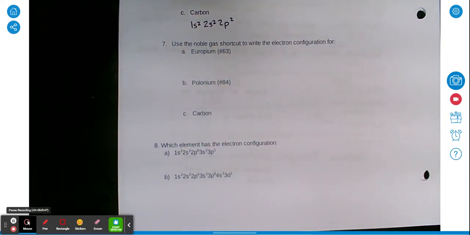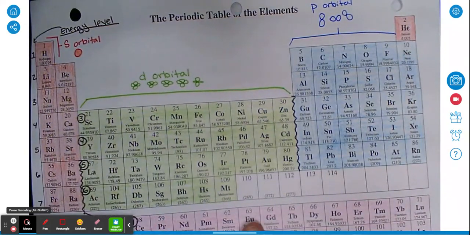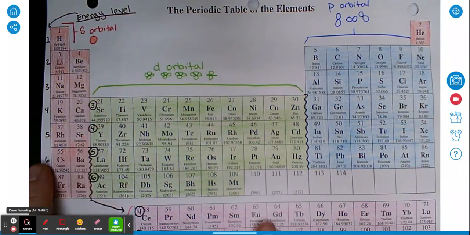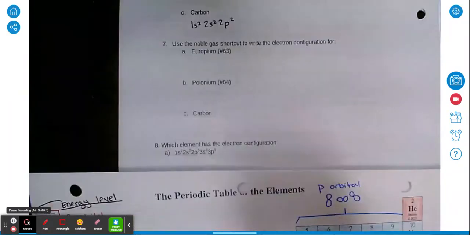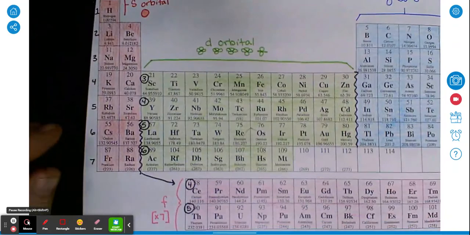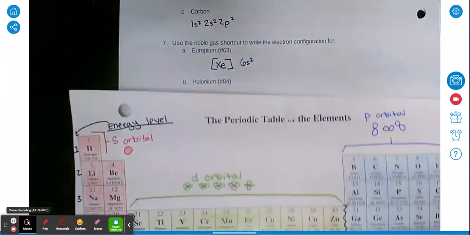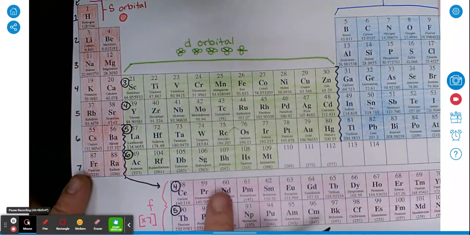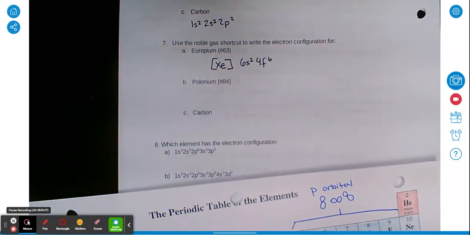Now I'm going to let you use the noble gas shortcut. So this is the noble gas shortcut for the ones we've already done. So europium, now this one is funny. You got to really have a visual of where it's coming from. It's from row 6. So find the noble gas for row 5, which is xenon. And then fill row 6. 6s2. 4f, 1, 2, 3, 4, 5, 6. That's the noble gas shortcut.